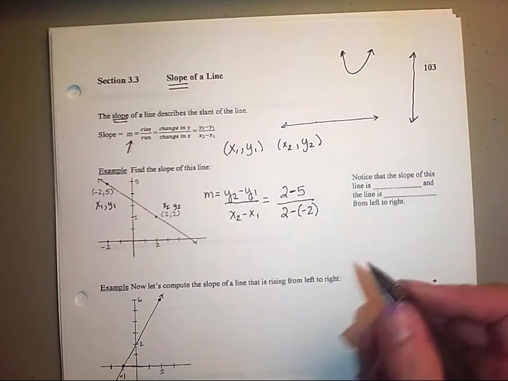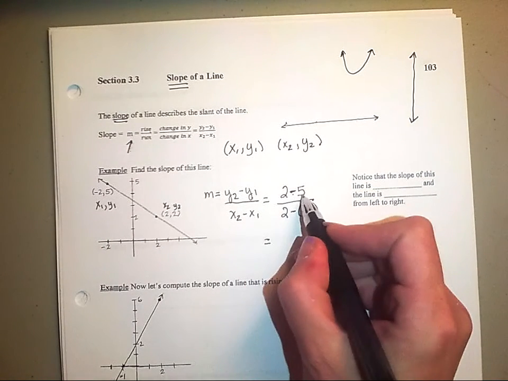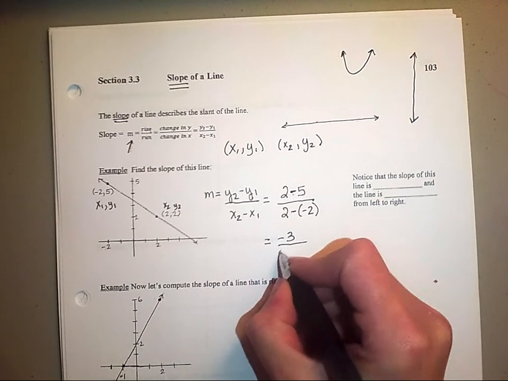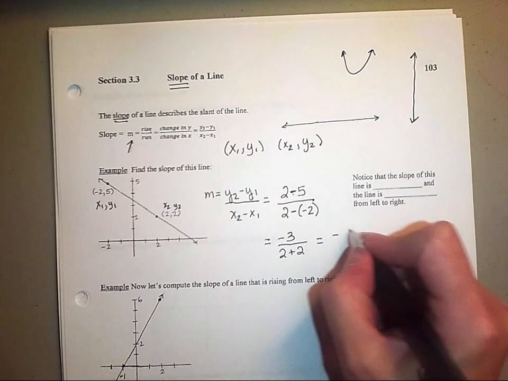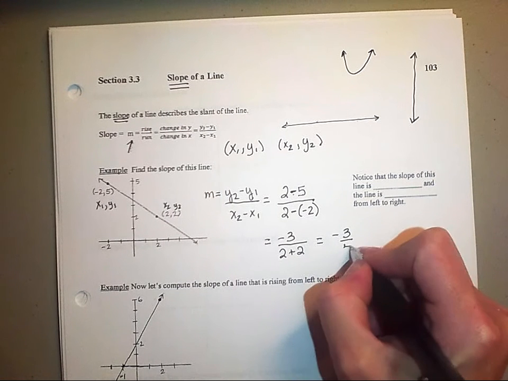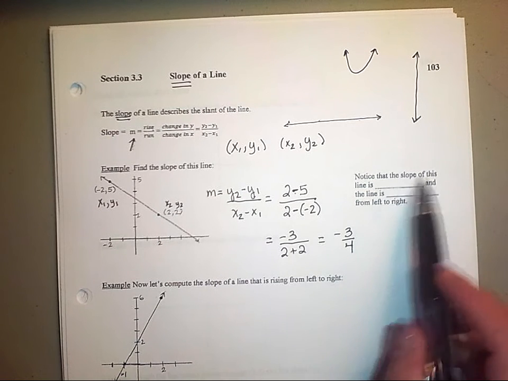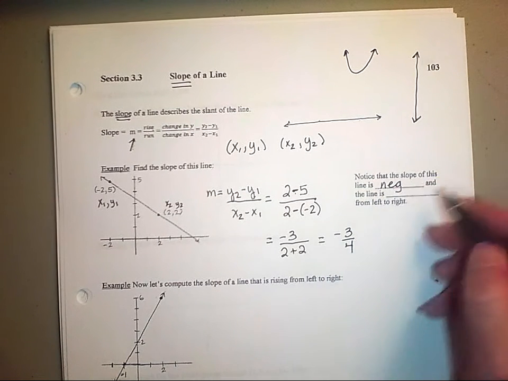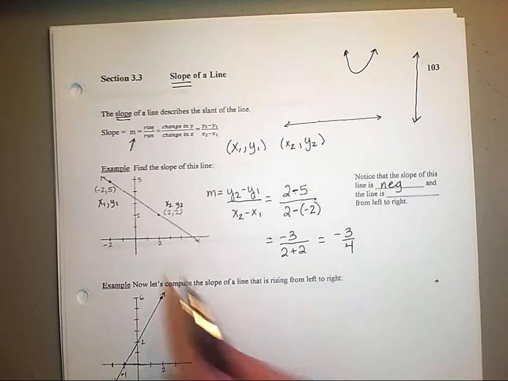Alright, now all we have to do is simplify. 0 minus 5 is negative 5... 2 minus 5 is negative 3, over subtracting the negative makes it a plus. So the slope of this line is negative 3/4. What we should notice here is that the slope of this line is negative, and that the line falls from left to right.